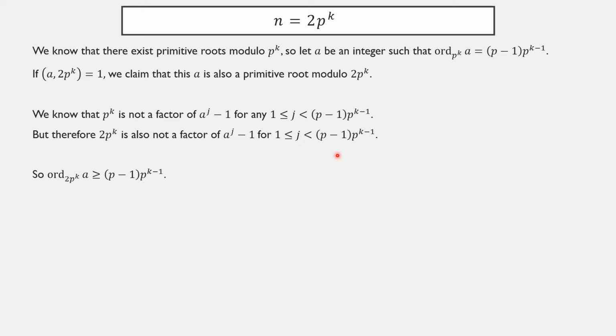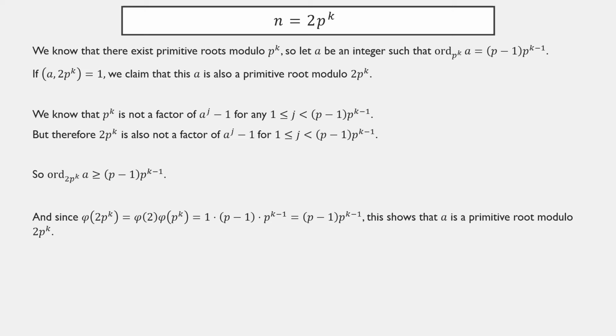Therefore, the order has to be at least as large as the next number I would test. Remember, the order modulo 2p to the k of a is the smallest power of a equivalent to 1 modulo this base. A to all of these powers is not equivalent to 1. So the next number I test would be exactly p minus 1 times p to the k minus 1. So the order must be at least that large. But phi of 2p to the k is the same number as phi of p to the k. It's p minus 1 times p to the k minus 1.